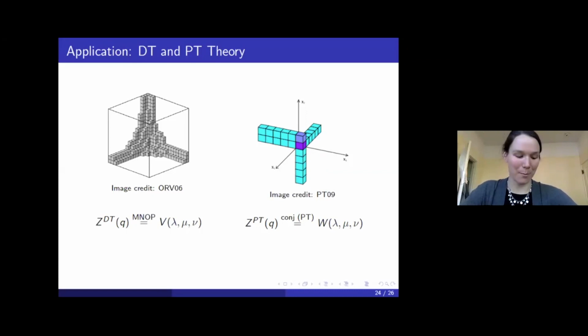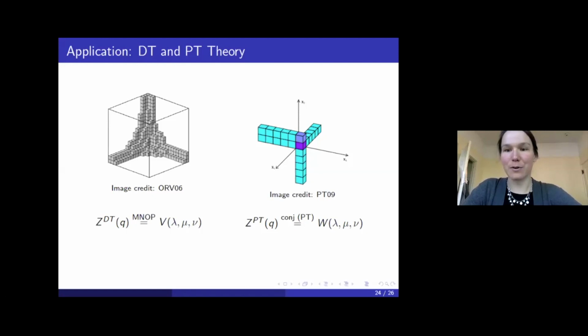So I'm not going to get into it, especially as I only have a couple minutes left. But the punchline is that these labeled box configurations can be interpreted as double dimer configurations.